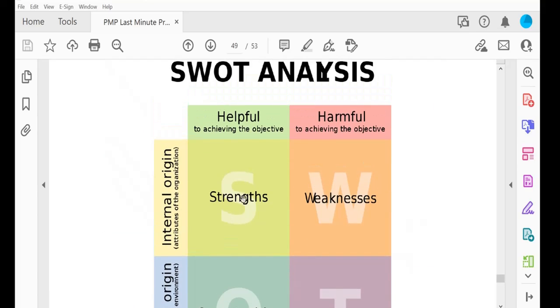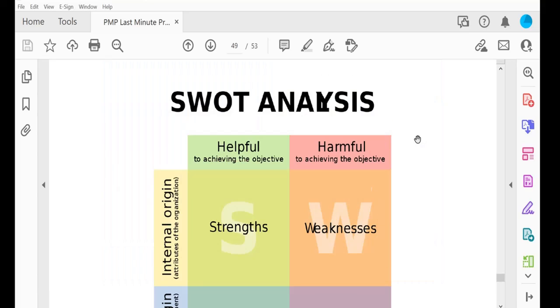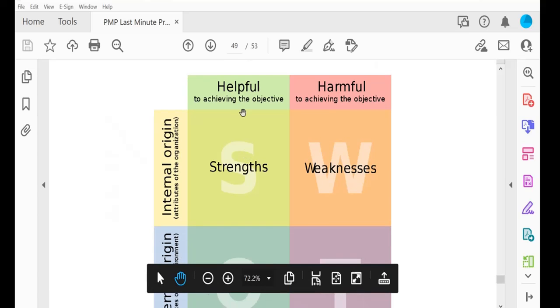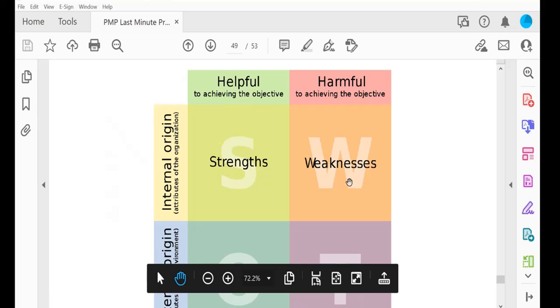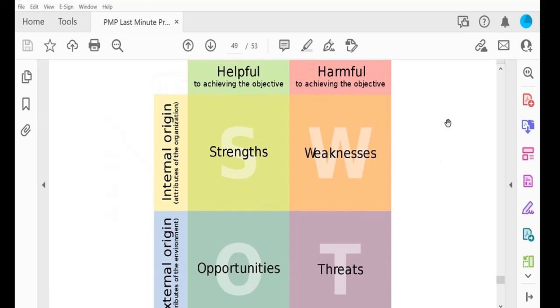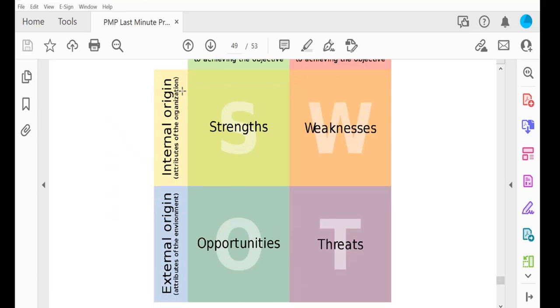SWOT means S is strength, W is weakness, O is opportunity, and T is threats. Strength and opportunity are obviously the helpful ones, and weakness and threat are the harmful ones. So this is helpful and harmful. Strength and weakness are the internal origin, which means within the organization. And the external origin is opportunity and threat.